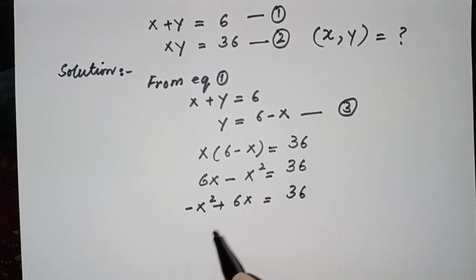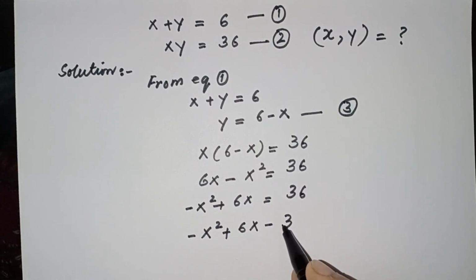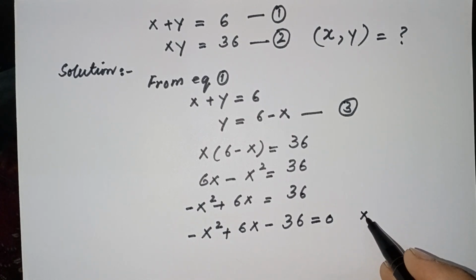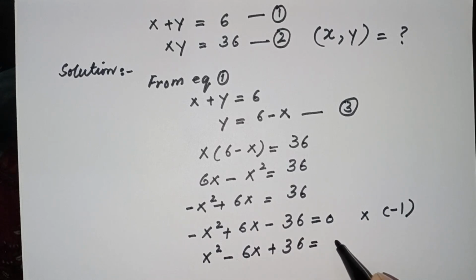Now move 36 to the left hand side: minus x square plus 6x minus 36 is equal to 0. Now we want to cancel this negative sign. To cancel this negative sign, we will multiply both sides by minus 1. So we will get x square, minus and plus will give minus 6x, and minus minus will give positive 36 is equal to 0.